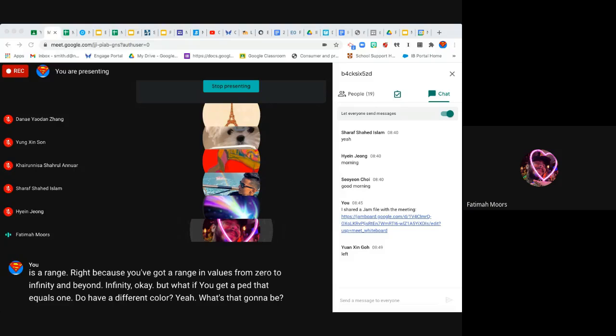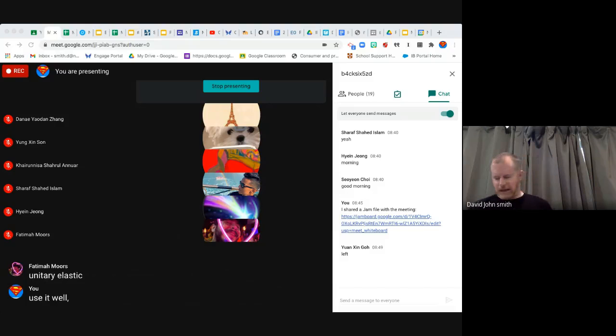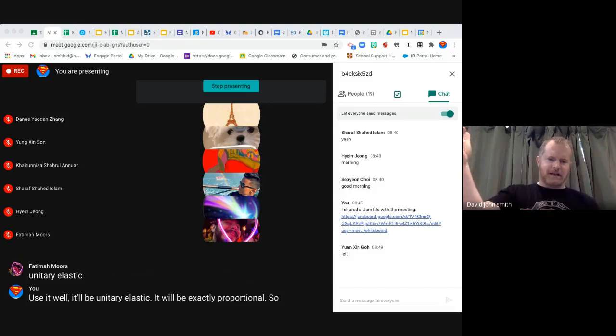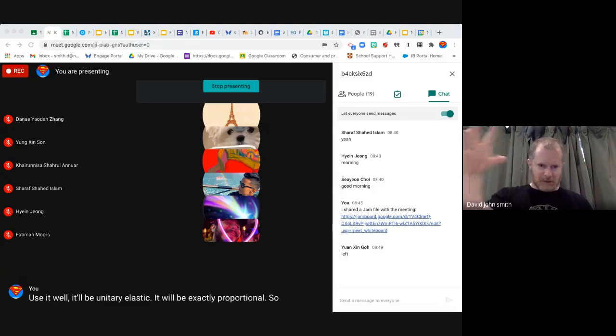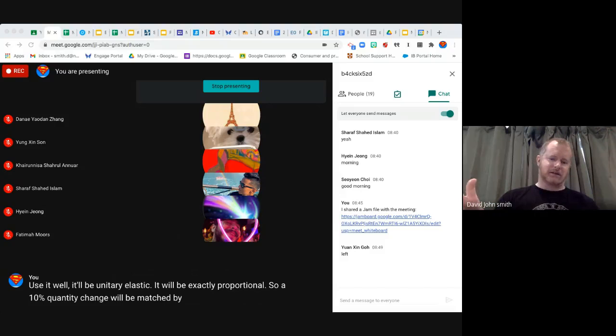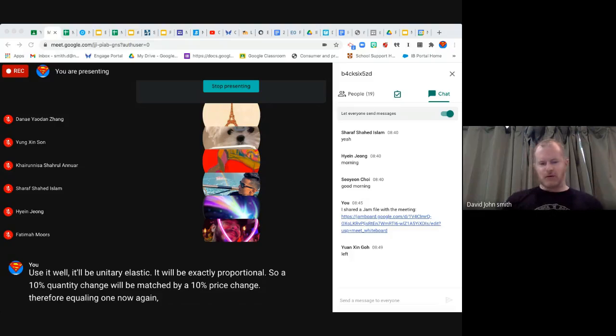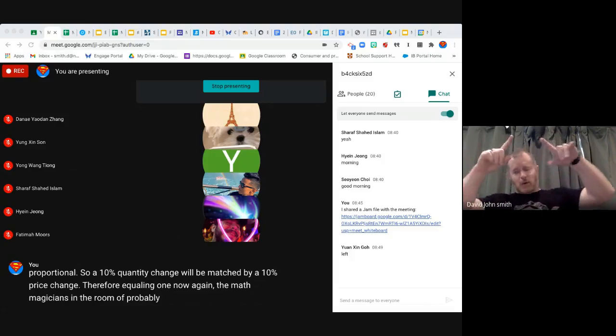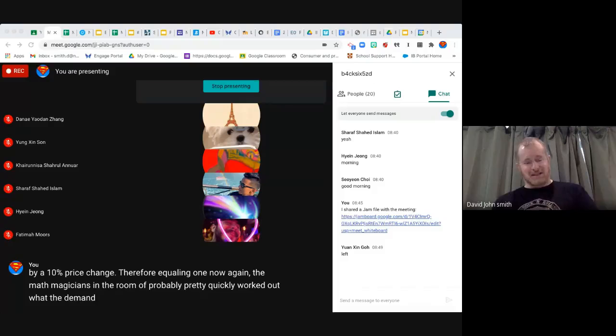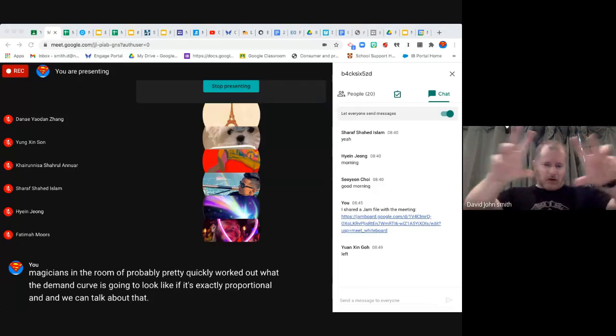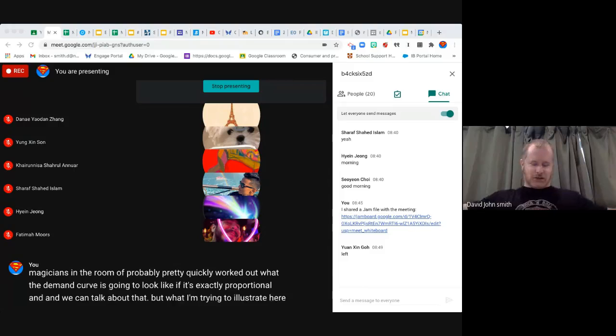Unitary elastic? Yes, it will. It'll be unitary elastic. It will be exactly proportional. So a 10% quantity change will be matched by a 10% price change, therefore equaling 1. Now, again, the mathematicians in the room have probably pretty quickly worked out what the demand curve is going to look like if it's exactly proportional, and we can talk about that. But what I'm trying to illustrate here is the range that you've got.